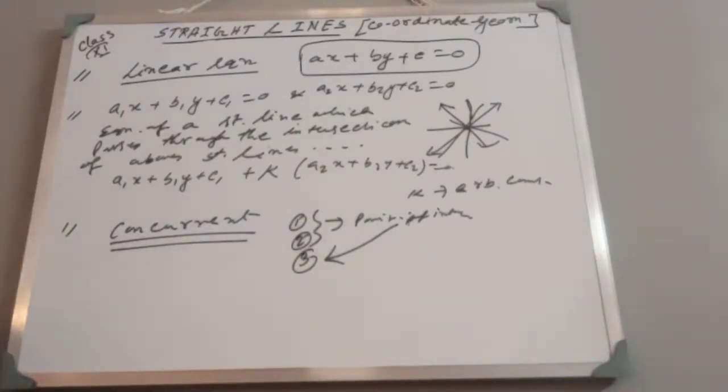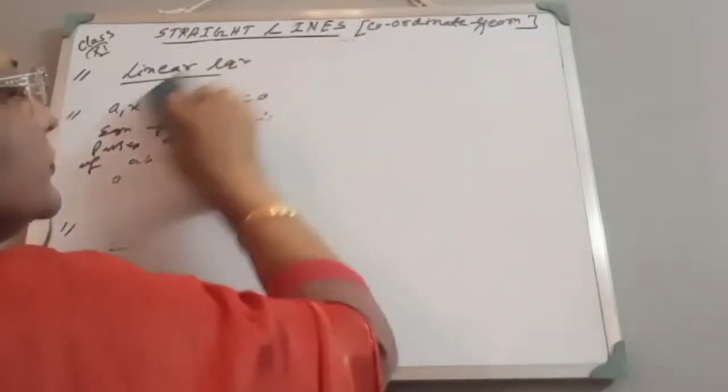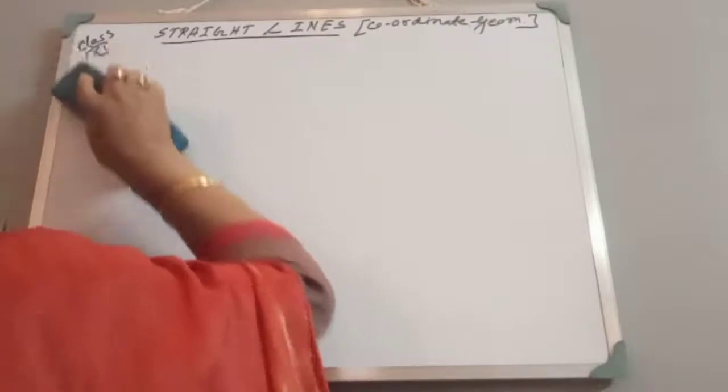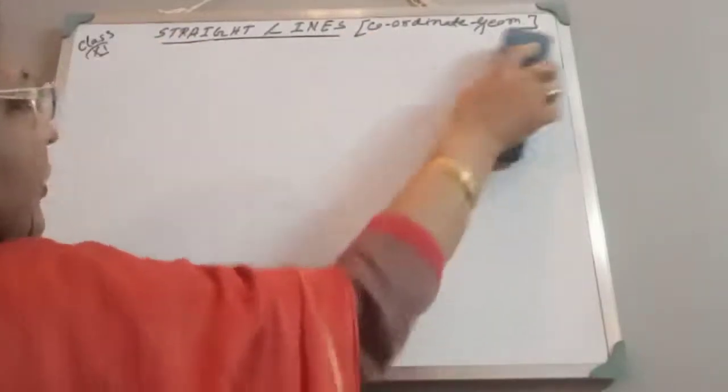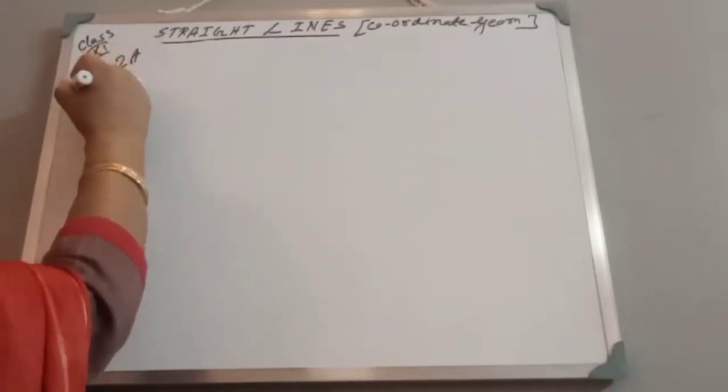And now we will start the exercise. Let me rub the board first. Exercise 2A. There are three exercises, 2A, 2B and 2C. So at first we will start with 2A. Your sum number from the book, I have done all the sums, that sum number may not match, but the sums are the same. You can get all the sums.